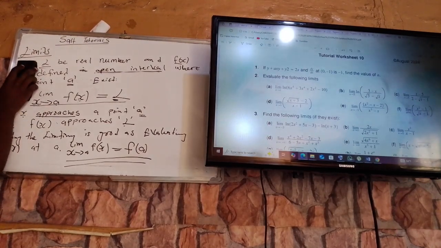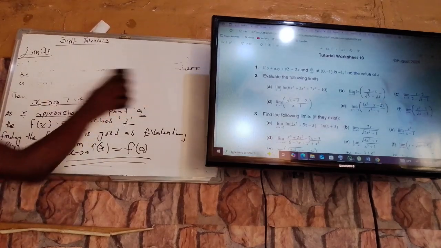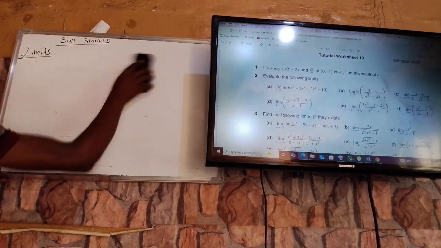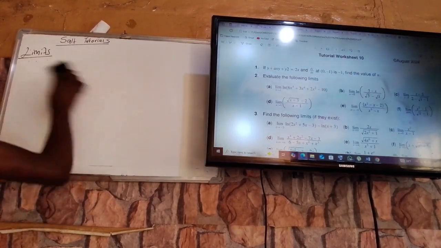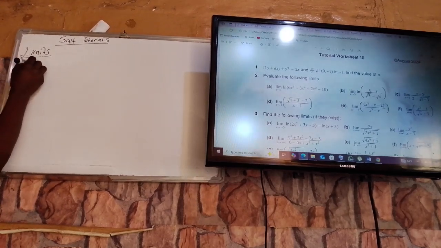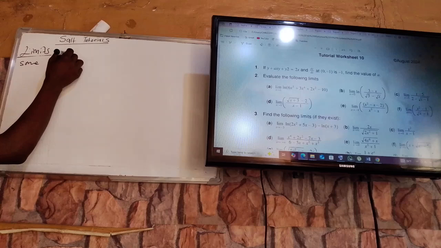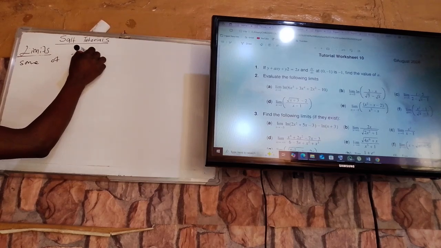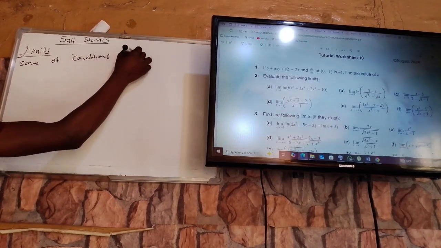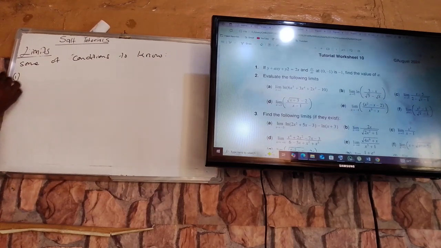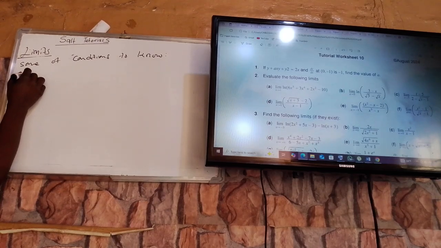Okay, so now let's look at some of these questions. So definition, understand it very well. Then from there, we have to understand that we can find the limits at a point. So number one, some of the things you have to understand, some of the conditions you need to know.